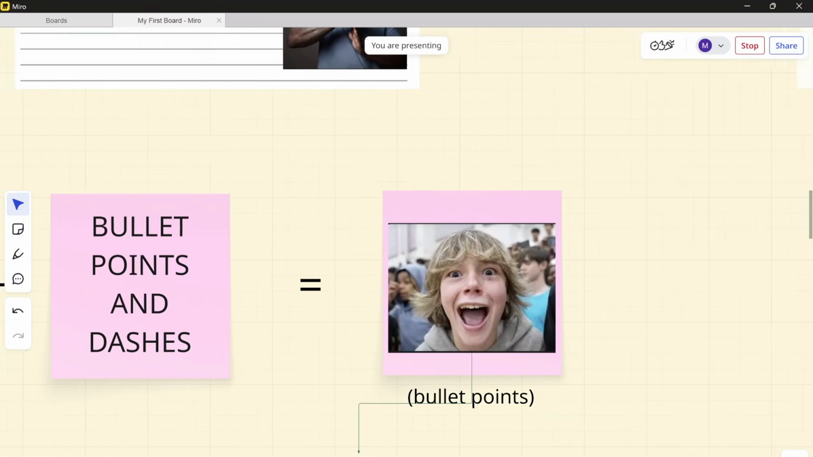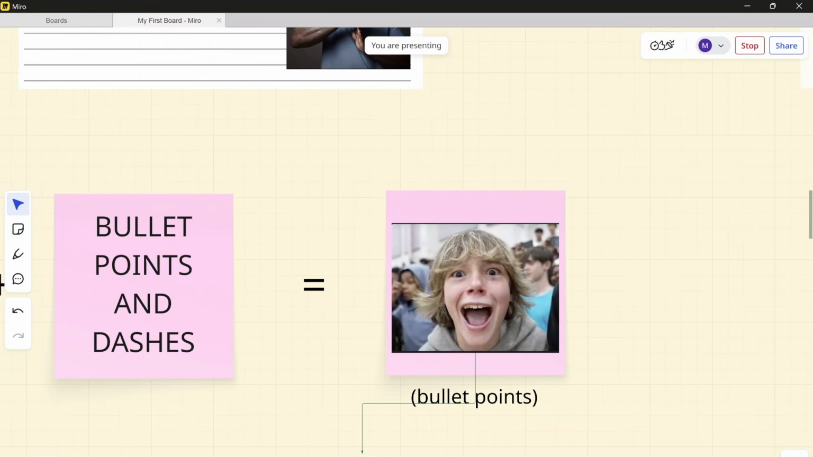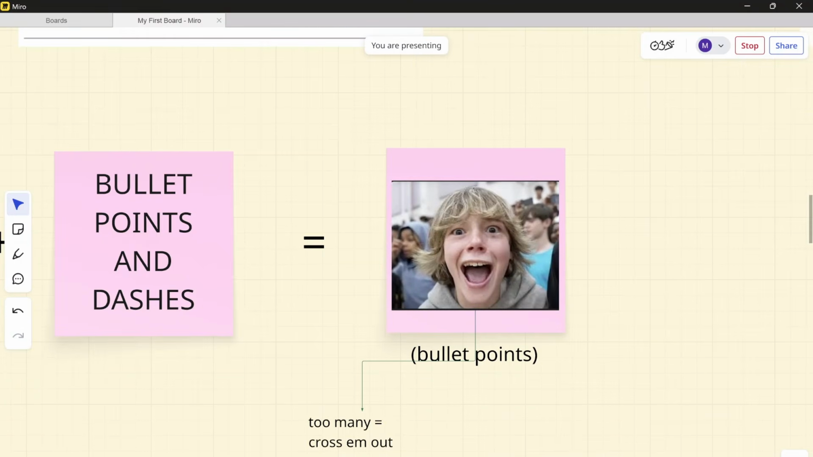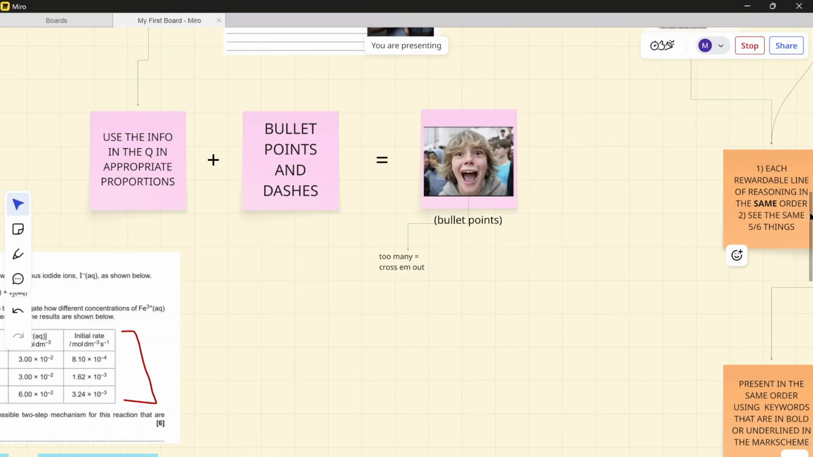It will give you roughly 6 or 7 bullet points. So if you have more than this, you might have written a bit too much, and so you should look over again and cross out anything that seems a bit irrelevant. If you have less than this, then just read over the question again and see if you've missed out any pieces of information. Okay, we're on to the 4th step right now.